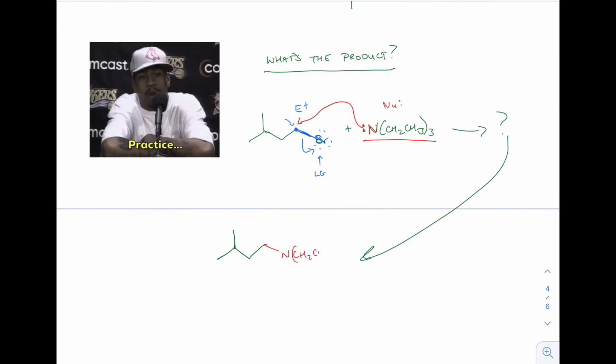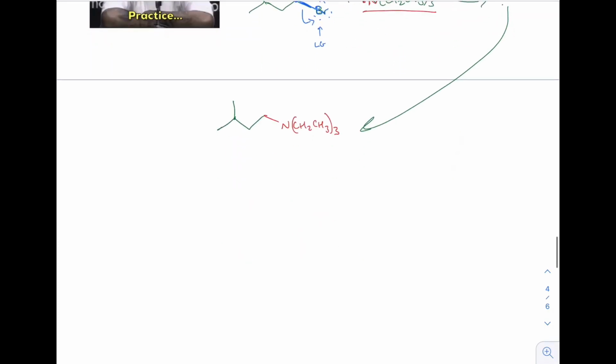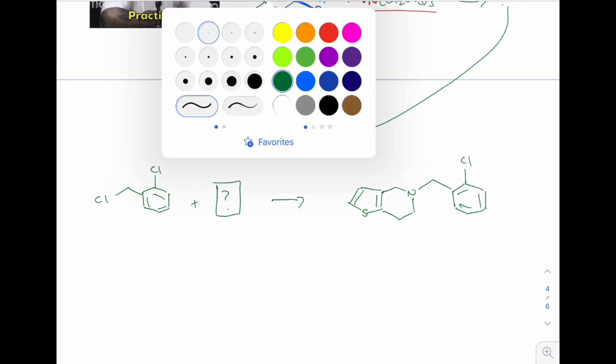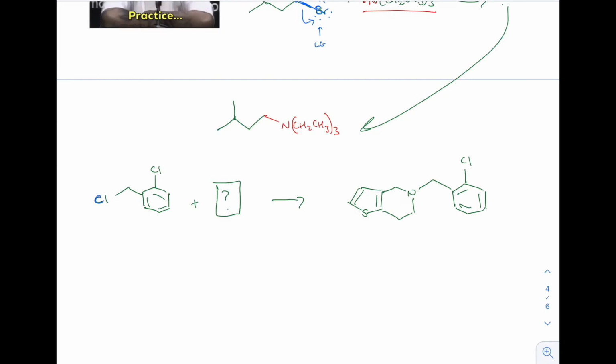Anyway, we got that nitrogen coming in, and it is just taking the place of that bromine, and that's pretty much it for the nucleophilic substitution product, right? So this is the other type of problem. I want to draw the substrate or the electrophile, alkyl halide, and then I'll draw the product of a nucleophilic substitution reaction, and I want you to tell me what the nucleophile was.